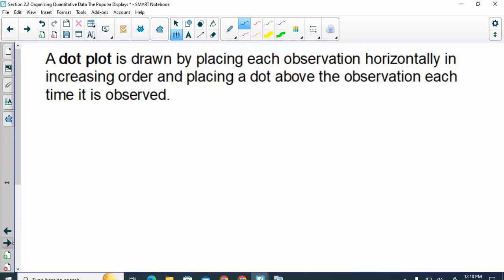I already talked about that. Okay, a dot plot. All it does is basically put a dot for each value. Remember, we made a dot plot at the beginning.